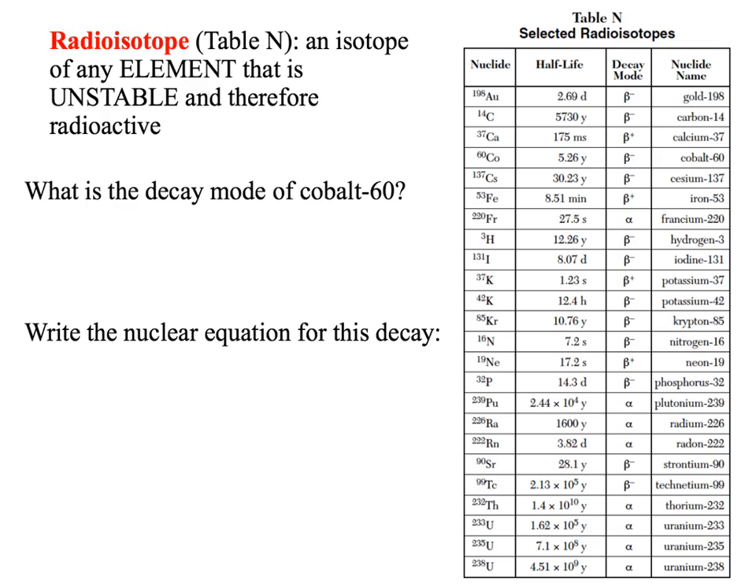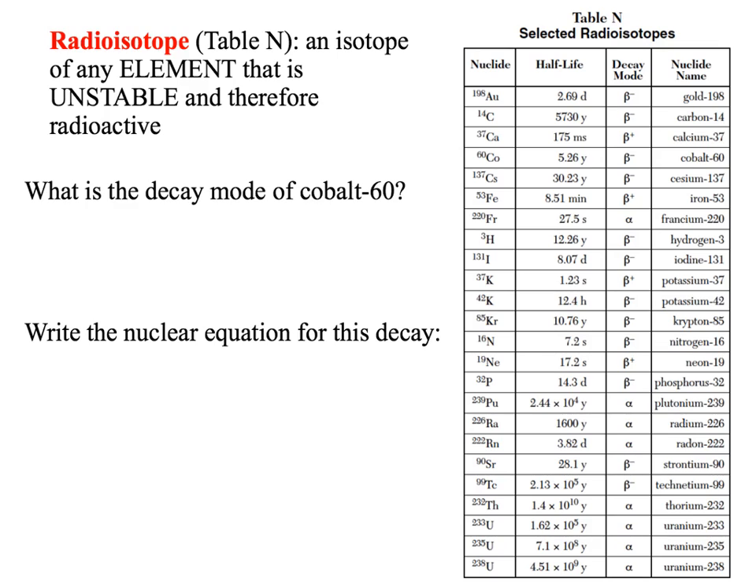Now, it gives you in this table how it will decay in the decay mode. And all these symbols, in case you forgot what they are, can be found in Table O. So this one here, for example, if you look in Table O, is beta decay. This one here is alpha decay. And to help you, the nuclides here are listed alphabetically.